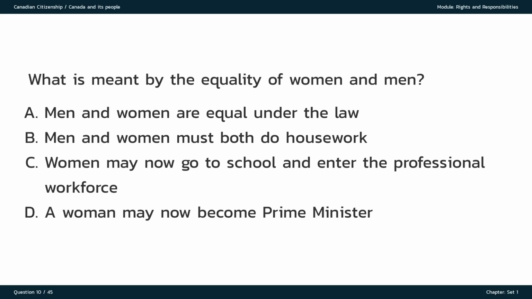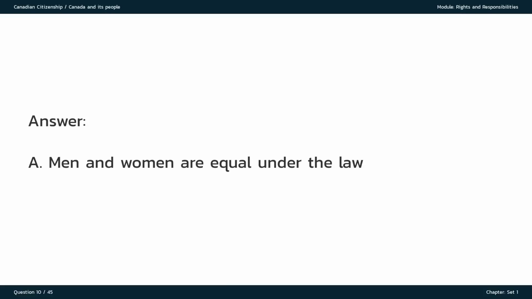What is meant by the equality of women and men? A. Men and women are equal under the law. B. Men and women must both do housework. C. Women may now go to school and enter the professional workforce. D. A woman may now become Prime Minister. The answer is A. Men and women are equal under the law.